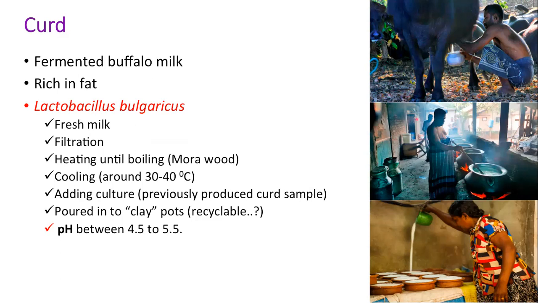And curd is another very important one. It's a very commonly available food. Here we use the microbe Lactobacillus bulgaricus, right? I'm not going to explain this further because everyone knows how to prepare curd and the raw materials. The pH value is a little bit acidic. We use fresh milk, heat it up, filter it and add the microbe, and let it sit for around 24 hours, then you can get curd, right?